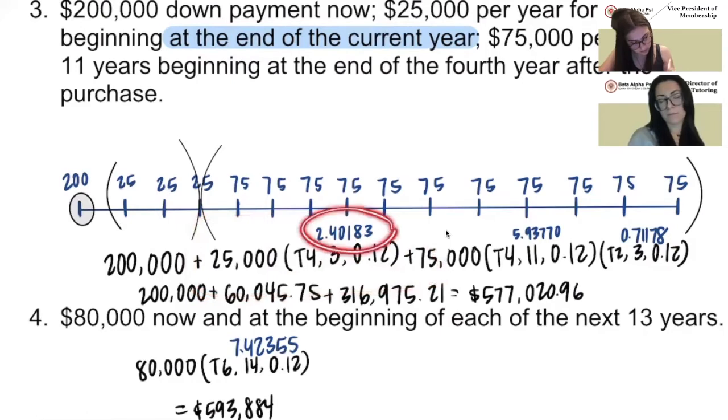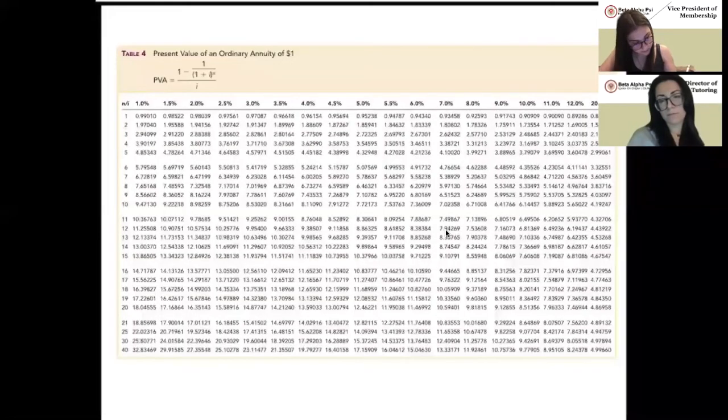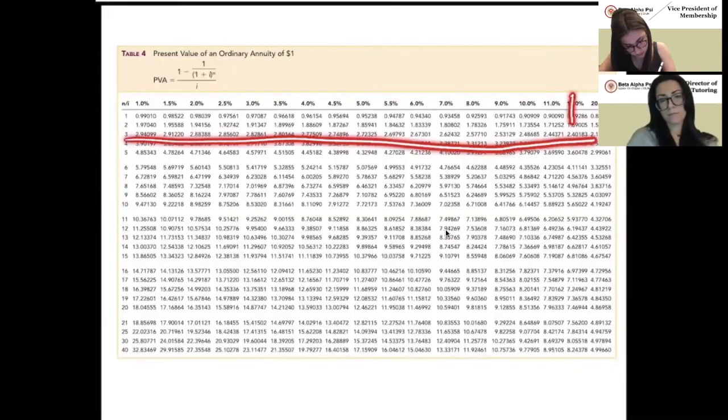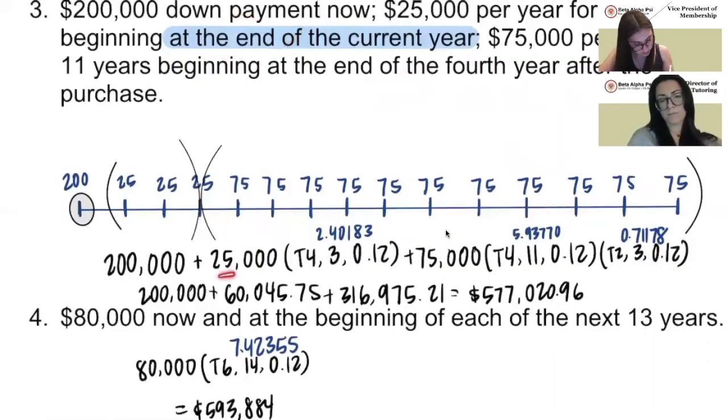Let's find this rate. So table 4 for 3 years at 12%, 2.40183. So we're going to do our 25,000 times that value.